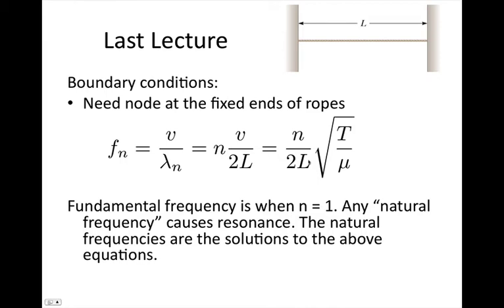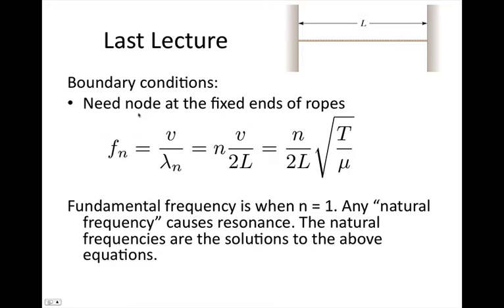We saw that on the string there's boundary conditions. Because the string is tied at the two ends, it has to have nodes at these points. So this leads to a series of allowed frequencies on the string, or resonance frequencies, given by the natural frequencies f_n equals n over 2L root tension over mass per unit length for the string.